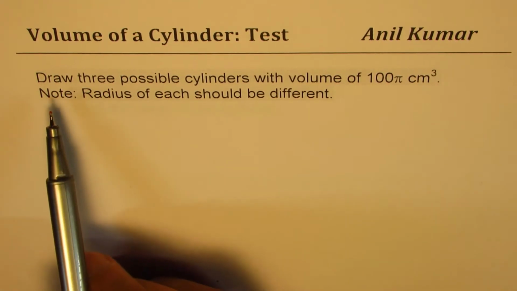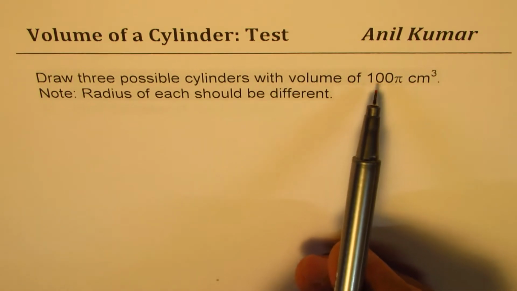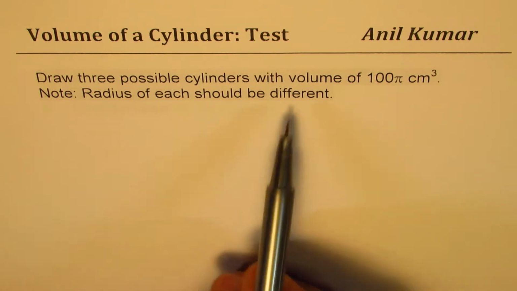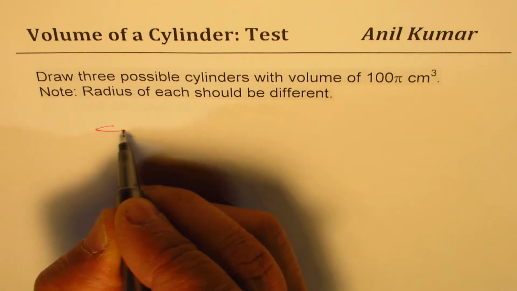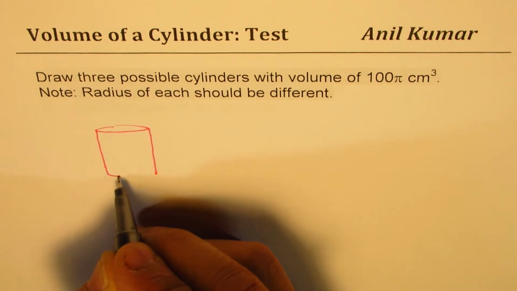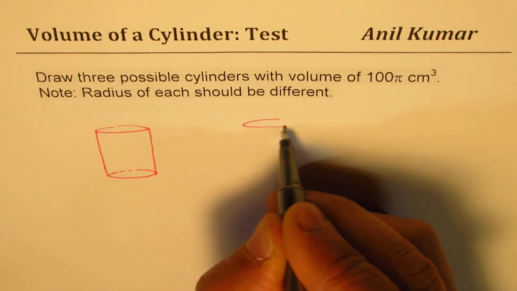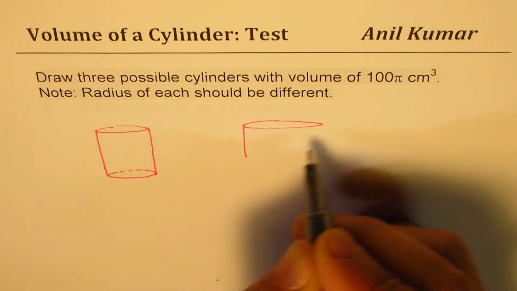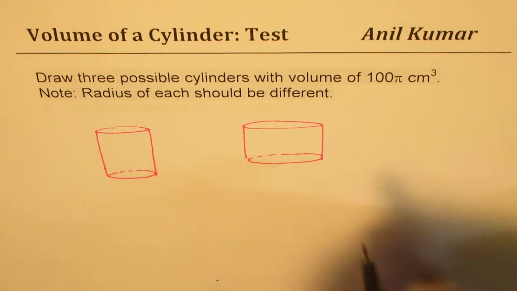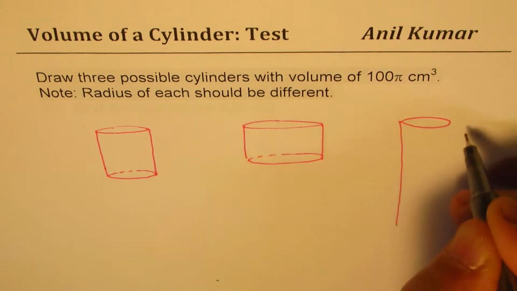The very first question is, draw three possible cylinders with volume of 100 pi centimeter cube. Note, radius of each should be different. So what I'm trying to say here is that you have to draw cylinders like this. One could be kind of like this. One could be maybe wider. So if it is wider, it is less taller. You get my idea, right? And if it is narrower, it could be even more taller, right?